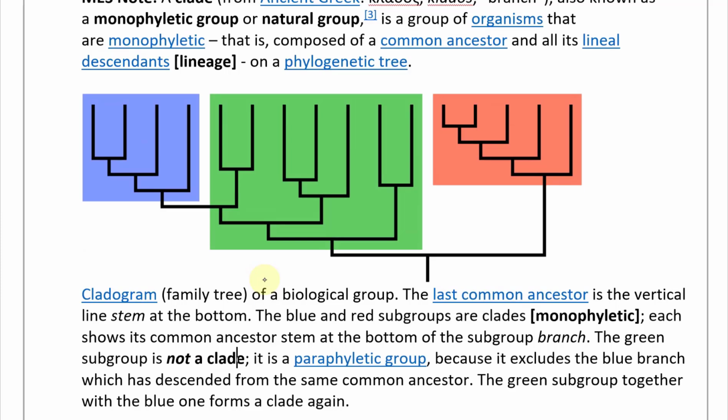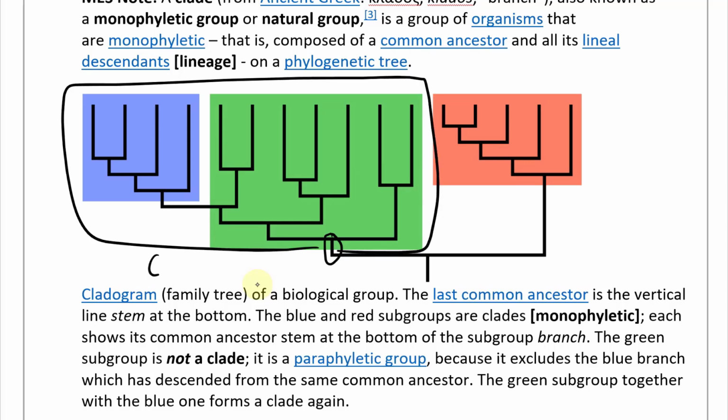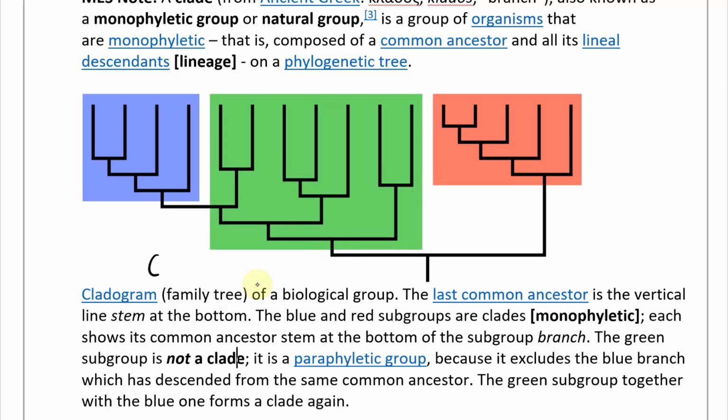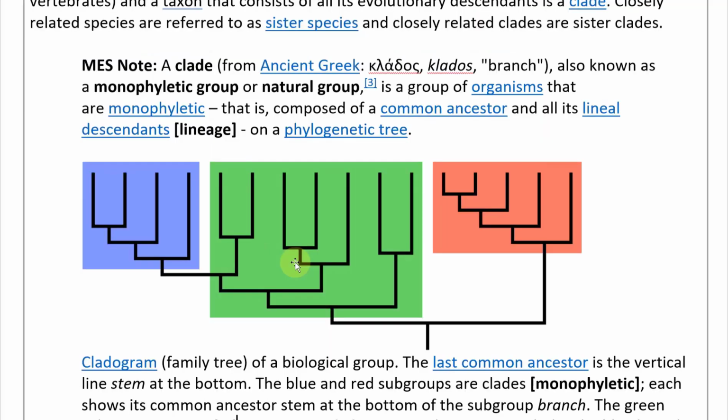Because this one right here, let's say this is the same common ancestor line of the green one, but then this cuts off the blue. So you're excluding that. But if you include the blue, now you have a clade. But if you don't include it, then it's not, because it's paraphyletic. In other words, it's not monophyletic.